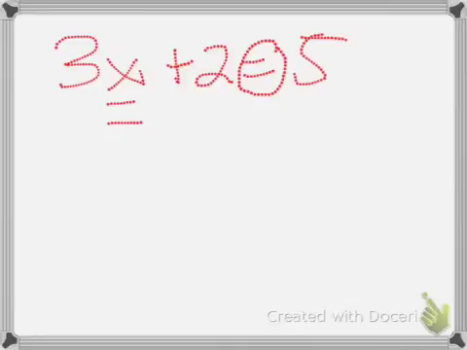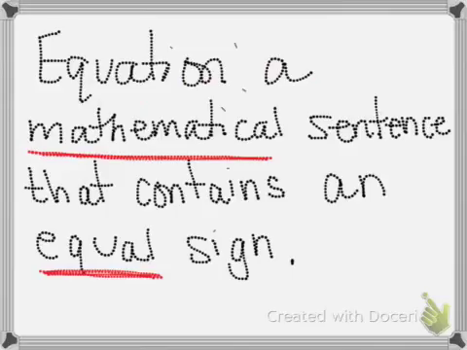So on this paper, we have 3x plus 2 equals 5. If you'll notice, I have circled the equal sign. What that means is, for an equation, when I solve it, because you solve equations, and I get a value for x, when I substitute it back into my equation, then both sides should equal the same thing. If it does, then I know that it is an equation. So going back again, an equation is a mathematical sentence that contains an equal sign.